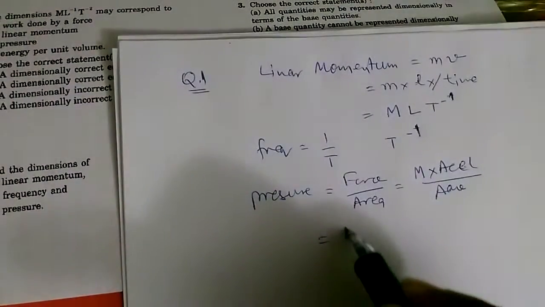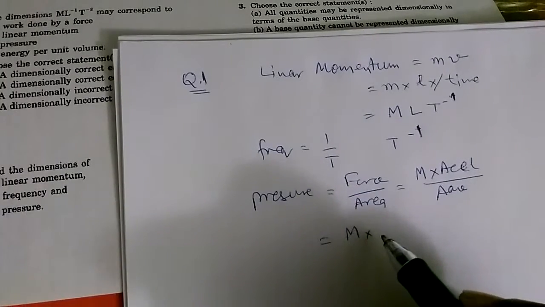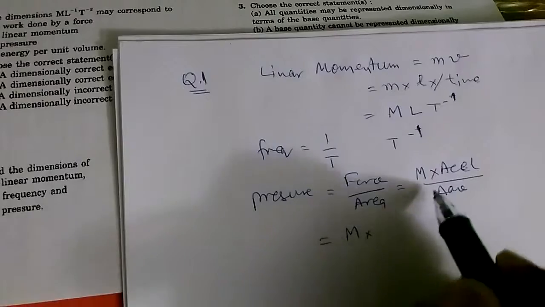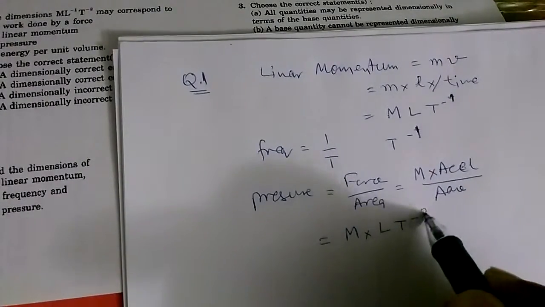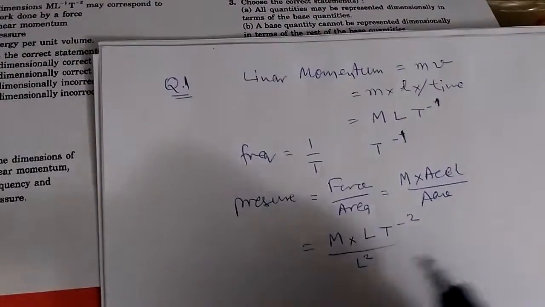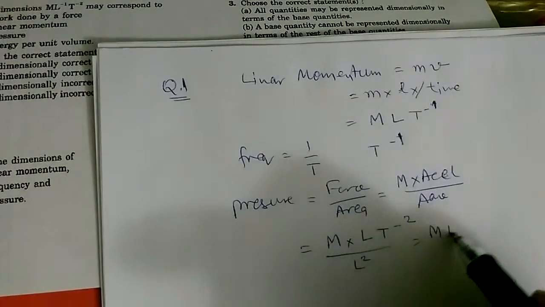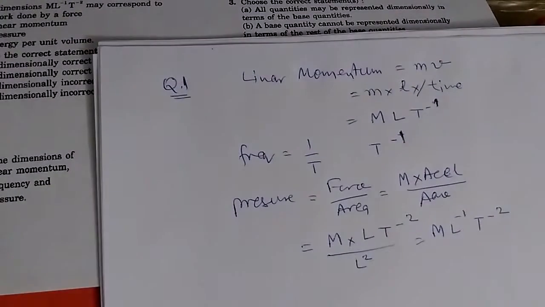Acceleration is defined as velocity per time. So acceleration will be L T to the power -2, and area is L square. So this becomes M L to the power -1 T to the power -2. So this is all about question 1. It's easy. Hopefully you have done this.